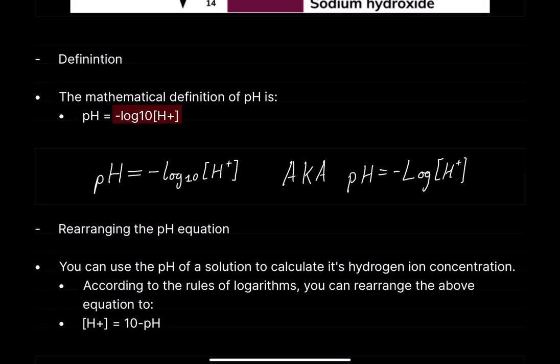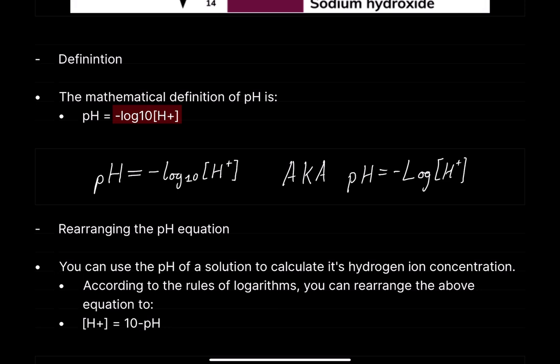But rearranging the pH equation. So this is the original equation of pH, minus log base 10 of H plus concentration. We're doing the logarithm of the H plus concentration, which makes sense, right? Forgetting about the log thing, the pH is something to do with measuring the concentration of H plus in solution. There's a reason why we use logs, but I'll get onto it now.